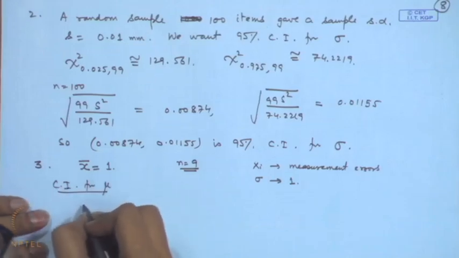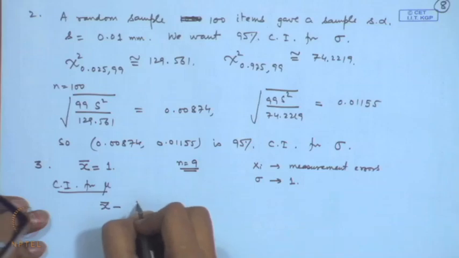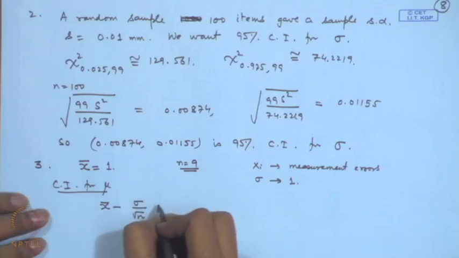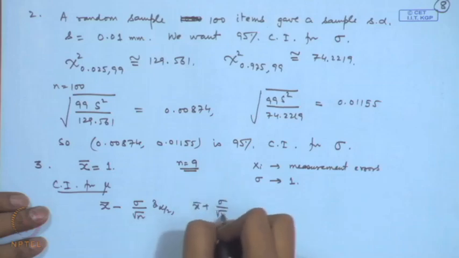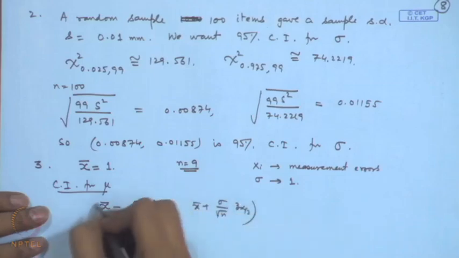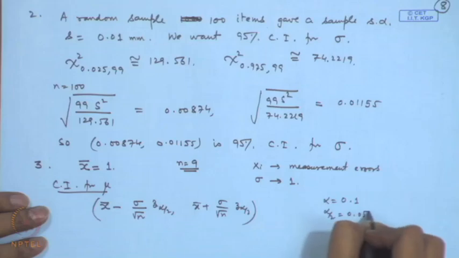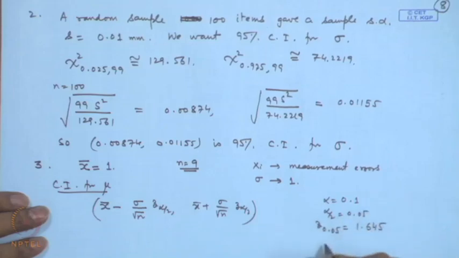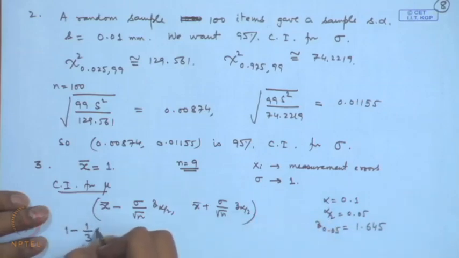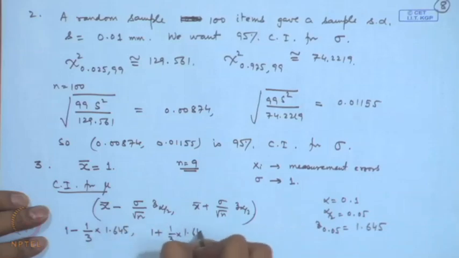The confidence interval will be x bar minus sigma by root n z alpha by 2, to x bar plus sigma by root n z alpha by 2. Suppose we consider alpha equal to 0.1, then alpha by 2 is equal to 0.05. So, z 0.05 is equal to 1.645. So, this turns out to be 1 minus 1 by 3 into 1.645 to 1 plus 1 by 3 into 1.645.